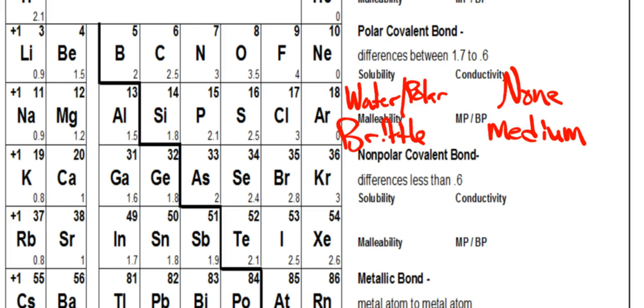All right, solubility of nonpolar. We're not going to write water in polar because it wasn't. We're going to write hexane/nonpolar. So it will dissolve in hexane, or they will dissolve in other nonpolar liquids.